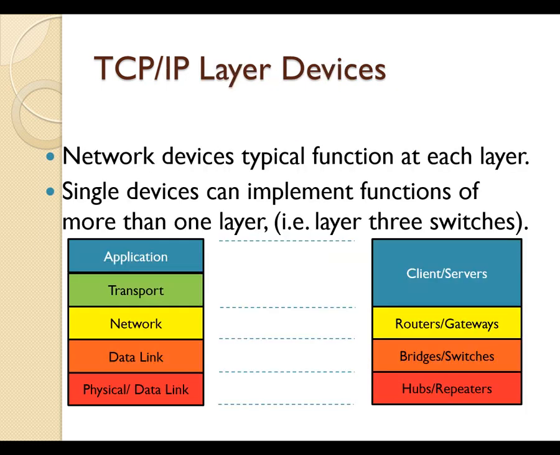So network devices exist or function at different layers of the models. If we start with the physical or data link layer, we've got hubs and repeaters at layer 1. We've got bridges and switches at the data link layer, or layer 2. We've got routers and gateways at the network layer, or layer 3. And then the clients and server devices at the transport and application layers. Some devices can in fact function at multiple layers. For instance, there are switches that function both at layer 2 and at layer 3. Okay, so that's an example.